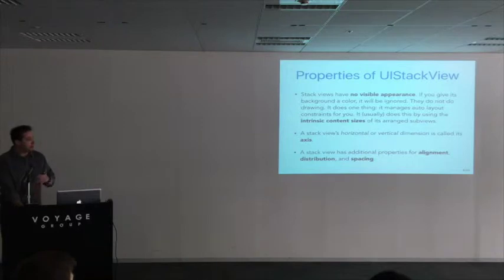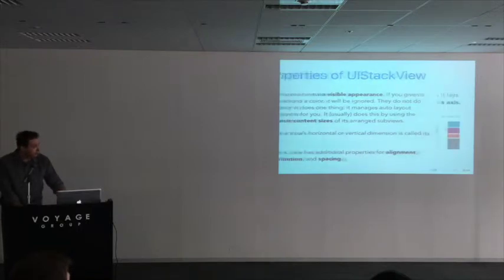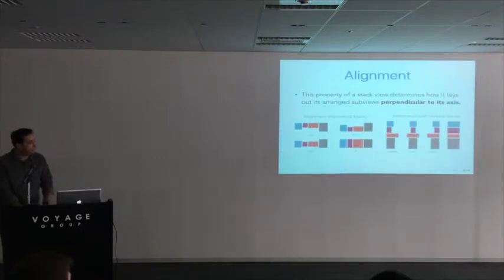Stack views have two dimensions, and they call them axes. So you have the horizontal axis and the vertical axis. And then you have additional properties which are called alignment, distribution, and spacing. I'll quickly go over them first and then go over them in much more detail.